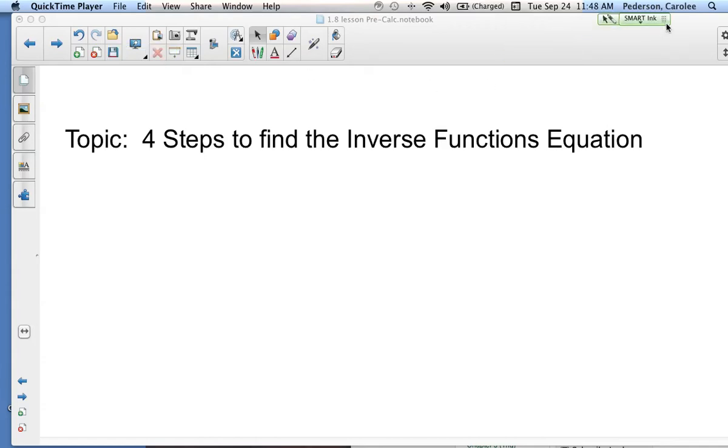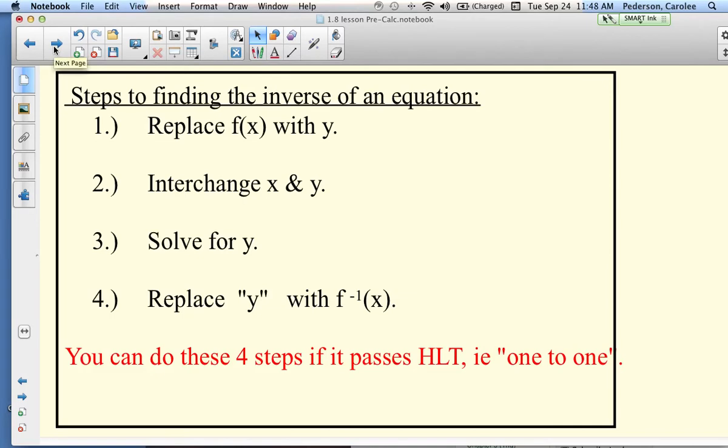This video is 4 steps to finding inverse functions. You need to write down this slide. Step 1 is to replace the function with y. Step 2 is to interchange the x and y. Step 3 is to solve the equation for y. Step 4 is to replace the y with f inverse notation.